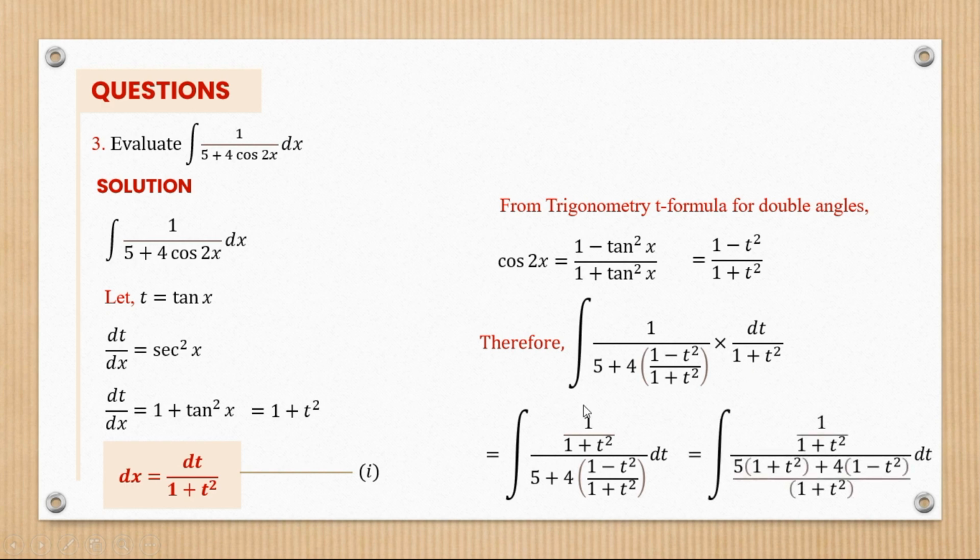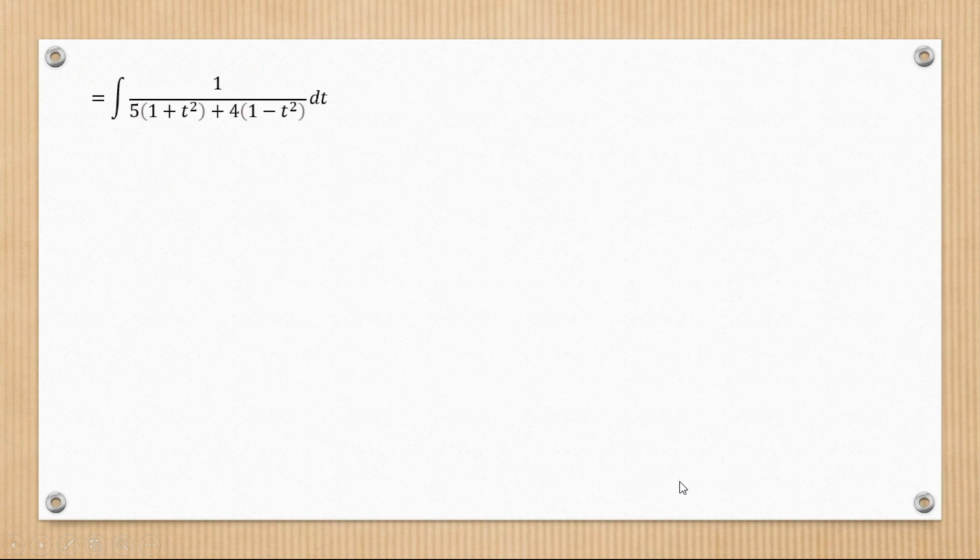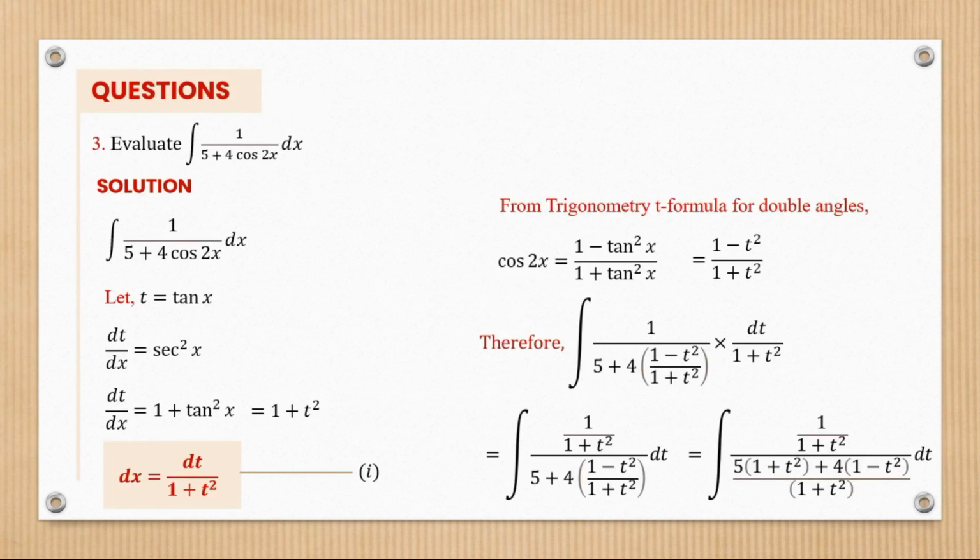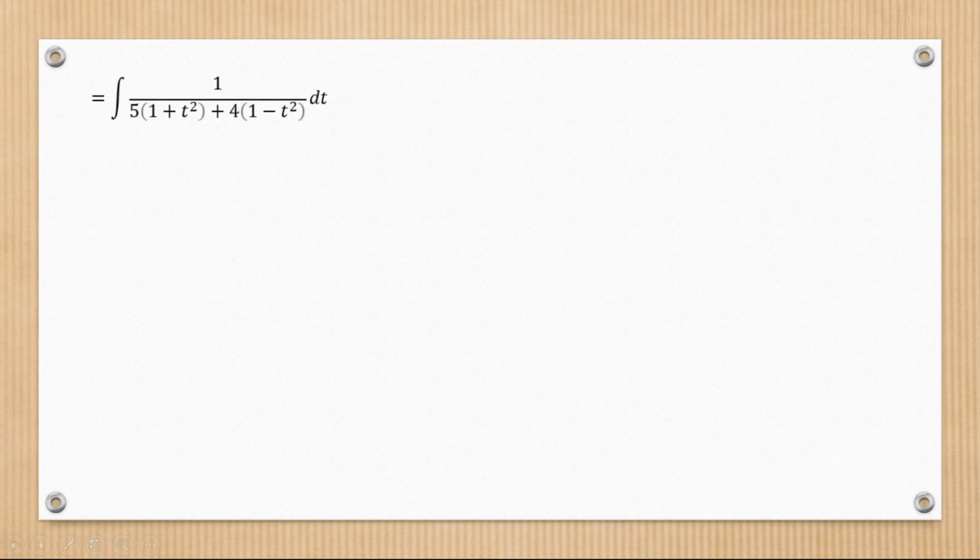And then right here we shall find the LCM. When you find the LCM, it shall be equal to 1 plus t squared. Then when you do that, we shall have 1 plus t squared dividing by 1 is 1 plus t squared. So we're going to multiply it to this 5. And then the 4 shall be multiplying the 1 minus t squared at the numerator. Next thing we can see is that 1 plus t squared and that cancel. And then this is what we're left with.